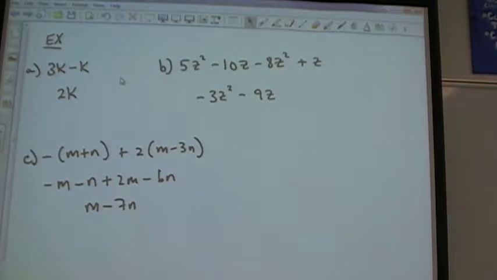So, the first one, 3k minus, what's understood to be in front of the k? 1. So 3k minus 1k is 2k. Question on that?